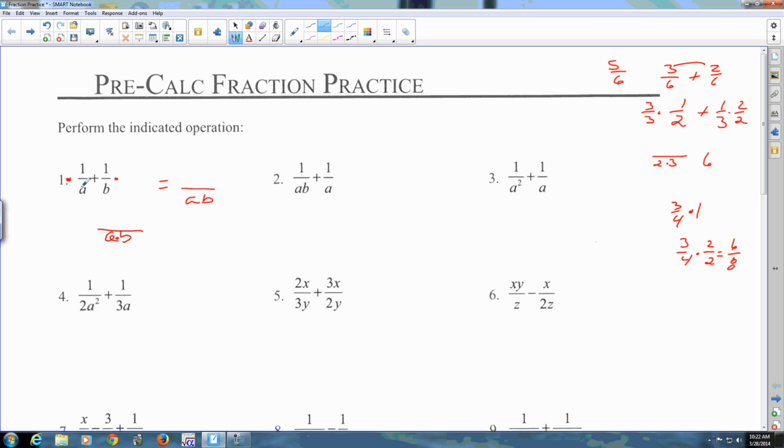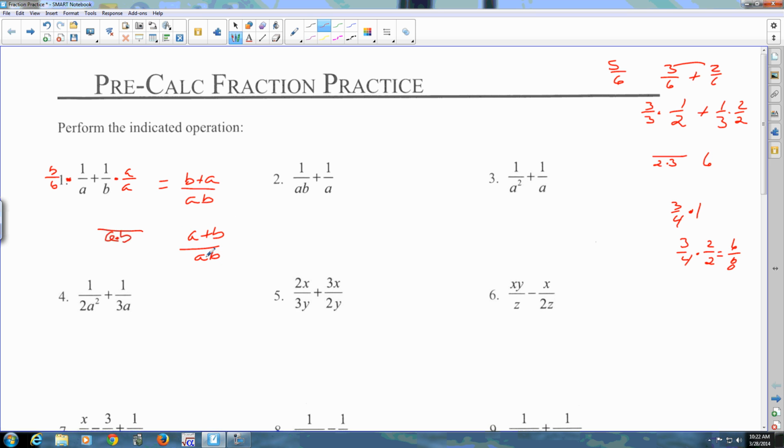So I need to multiply by what this one's missing. It's missing the B, so I have to do it to the top and the bottom. This one's missing the A, so I got to do it top and the bottom. So this, strictly speaking, is B plus A over AB. Now, when you're adding, does order matter? No. So, chances are you're going to write this.